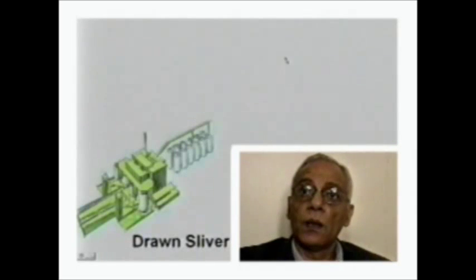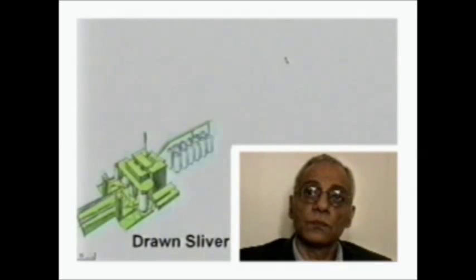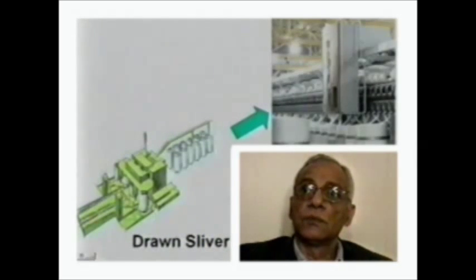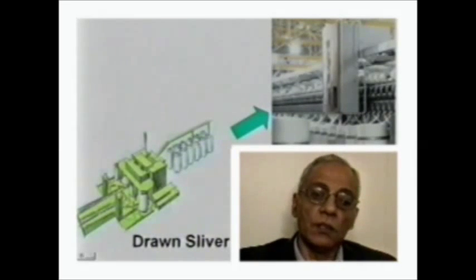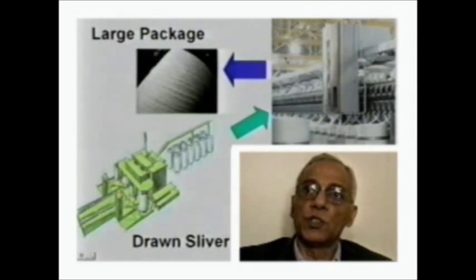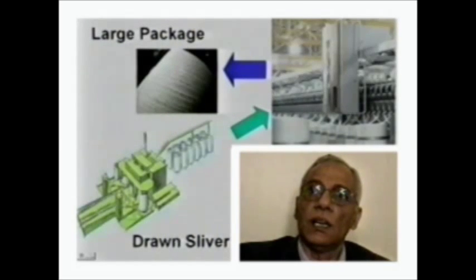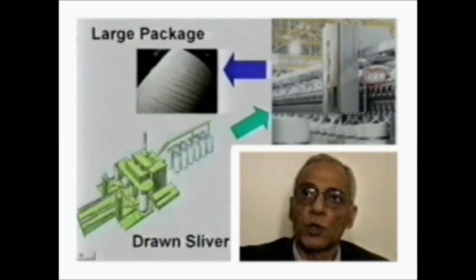Here we see the drawn sliver feeding directly to the rotor spinning machine, and the point to be kept in mind at this point of time is that we are producing a larger package. You can see the packages. You will see here it is, but you will see it even better in the video clip that I will show to you in a minute. Now let's take a look at this video clip here and see firsthand how a rotor spinning machine looks in practice.